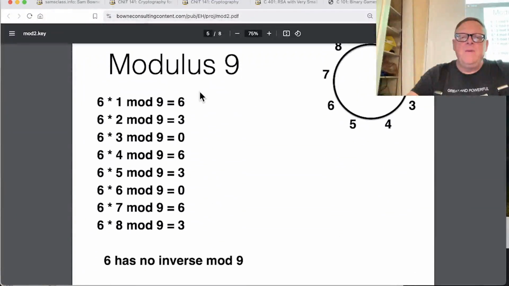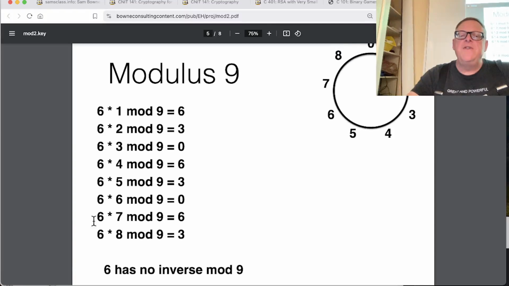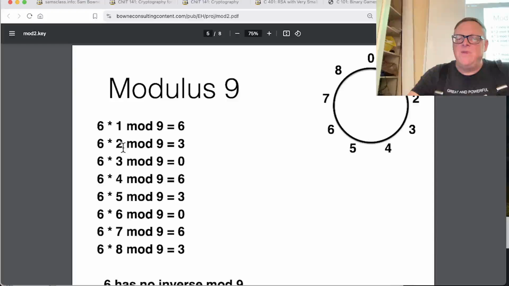So here, we're going to take a key of 6 and try to encrypt stuff with a key of 6. We take 6 times 1, 2, 3, 4, 5, 6, 7, 8, 9. But the problem is 6 is not relatively prime to 9. 6 is a multiple of 3, and 9 is a multiple of 3. And that's a no-no, as you're going to see, because 6 times 1 is 6. 6 times 2 is 12, which is 3. 6 times 3 is 18, which is 0. And you just get 6, 3, 0, 6, 3, 0.